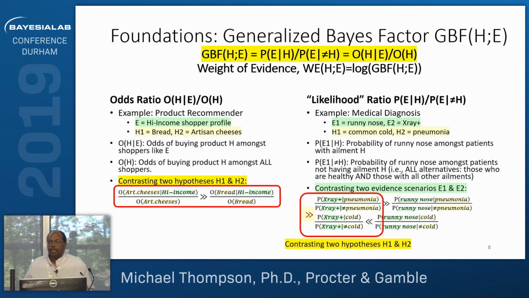Okay. So again, the foundations are there in the generalized Bayes factor. So mathematically, what is it? It's usually written in two primary ways. One is you can think of it as a generalized likelihood ratio: the probability of the evidence given the hypothesis divided by the probability of the evidence given not the hypothesis.